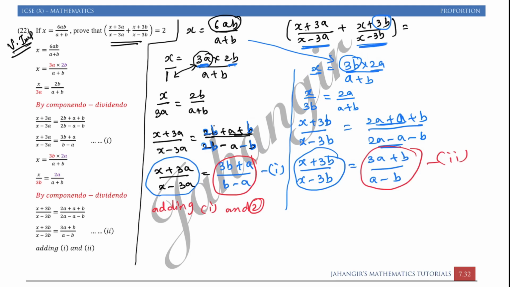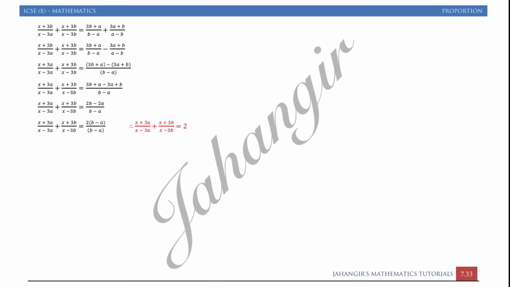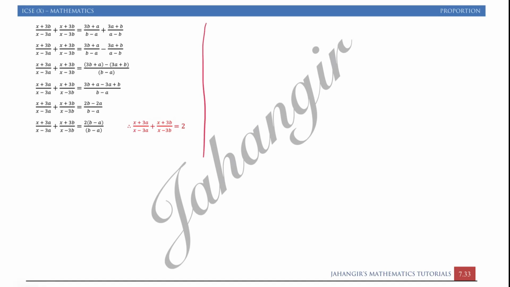Let's add this blue circle with blue circle and red circle with red circle. So x plus 3b upon x minus 3b, it's 3a upon x minus 3a plus x plus 3b upon x minus 3b is equal to what I got on right side.